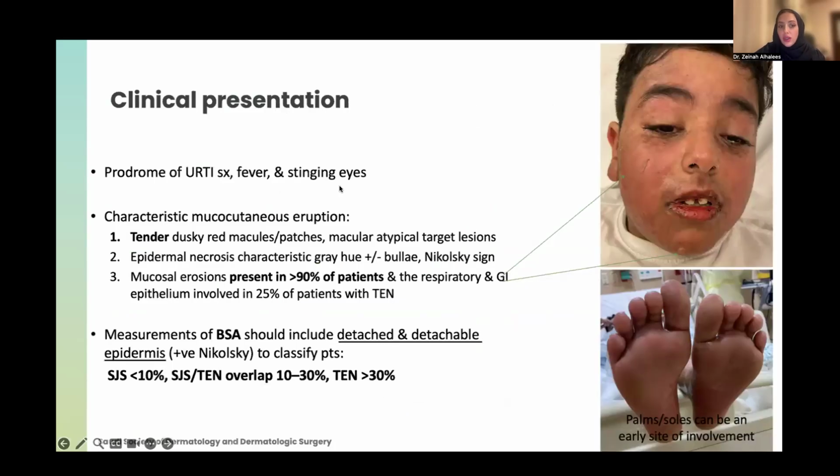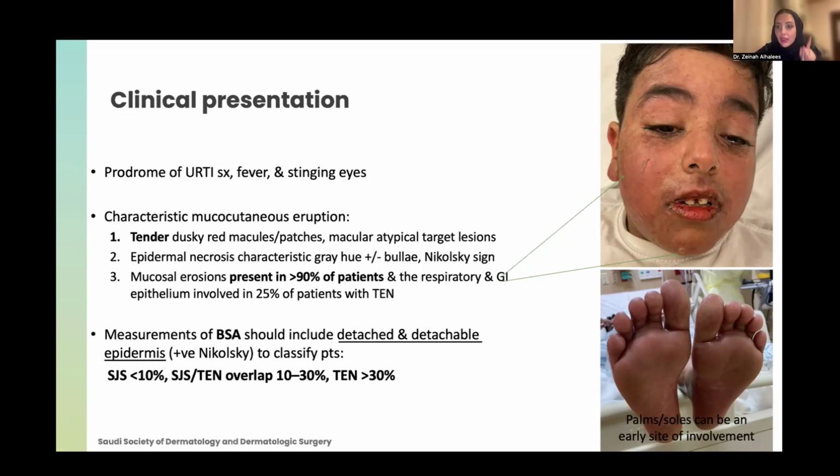So patients present with the prodrome of URTI-like symptoms, so fever, stinging in their eyes, and then within 24 to 48 hours, they start to develop the characteristic mucocutaneous eruption. So what do they have? Tender. Okay, so I want you to remember tender, so painful skin. Dusky red, this is an important one. So dusky red macules and patches with atypical targets, I think I saw someone who wrote it in the chat, but they get atypical target lesions.